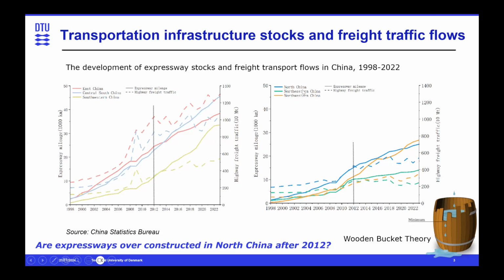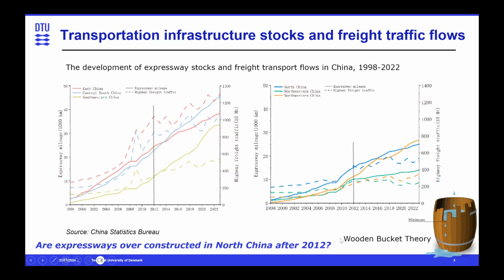But in North China, the Northeast, and the Northwest, after 2012, we can see that the traffic flows stopped increasing, but the expressway stocks continue to grow. And here comes the question: are the expressways over-constructed in North China after 2012?